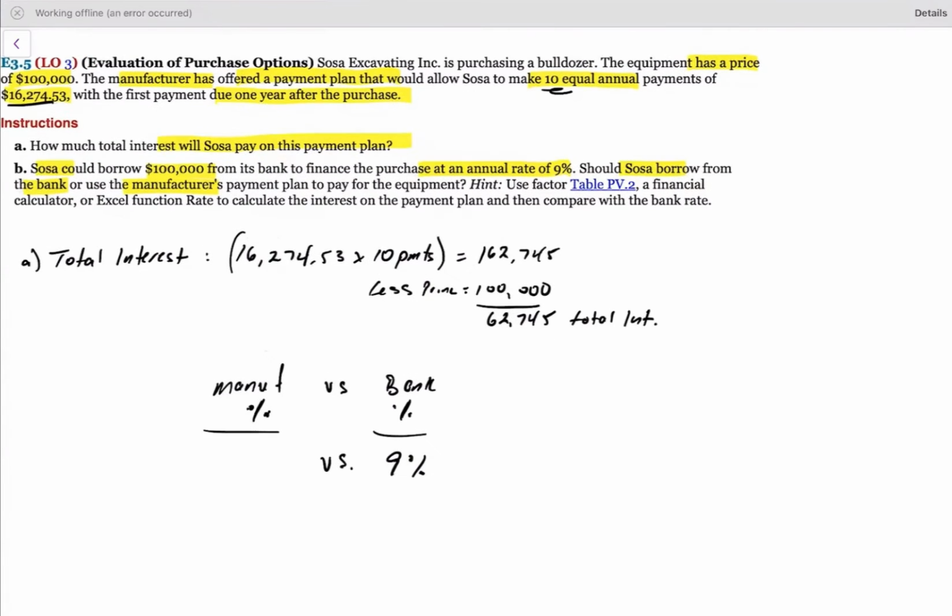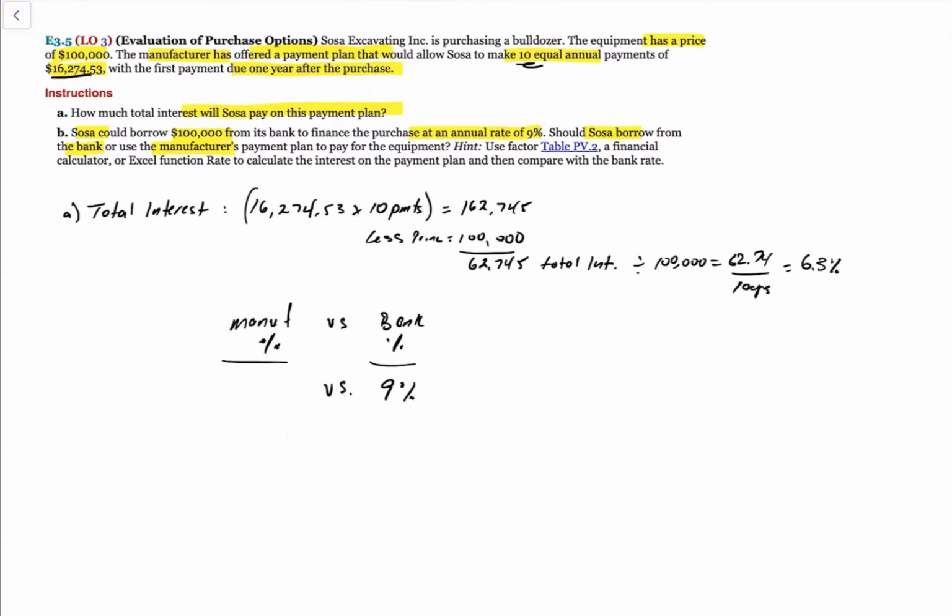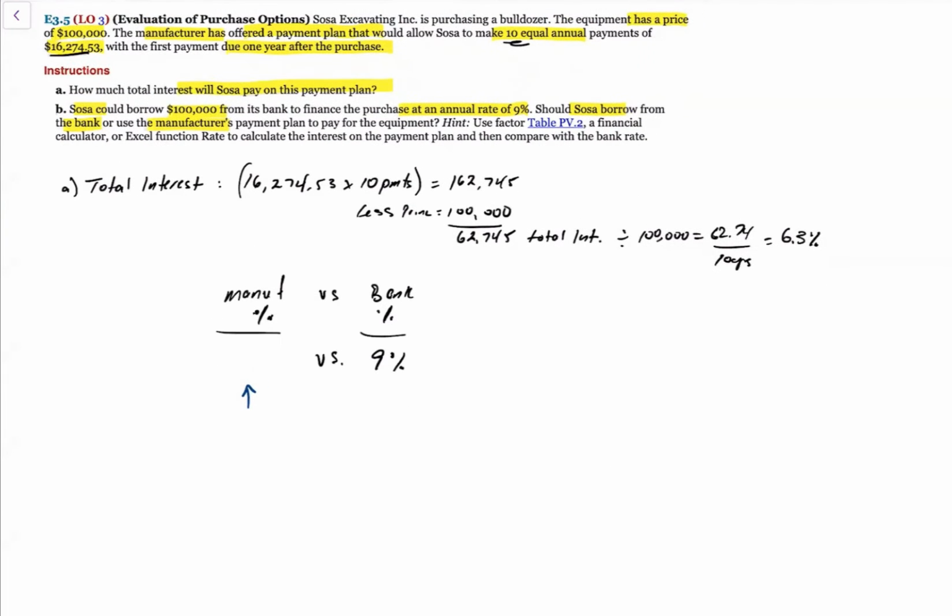If you take this, divide by 100,000, that's going to give you 62.74, but then you would divide by 10 years to give you an average rate, and that's about 6.3%. So does anybody have a guess on another way we could determine the interest rate, perhaps using those white buttons on your calculator? What do we know if we look at those buttons again?